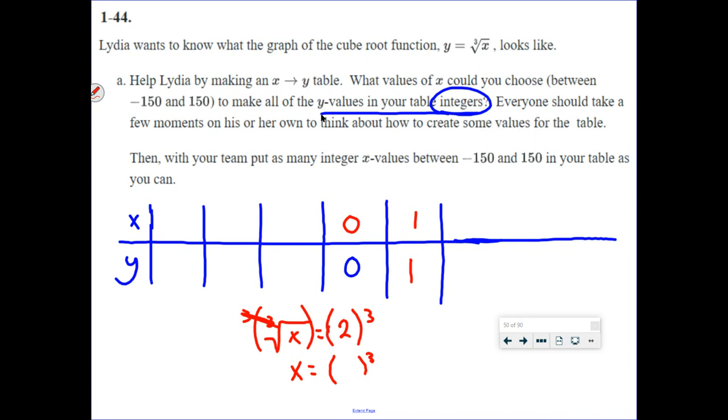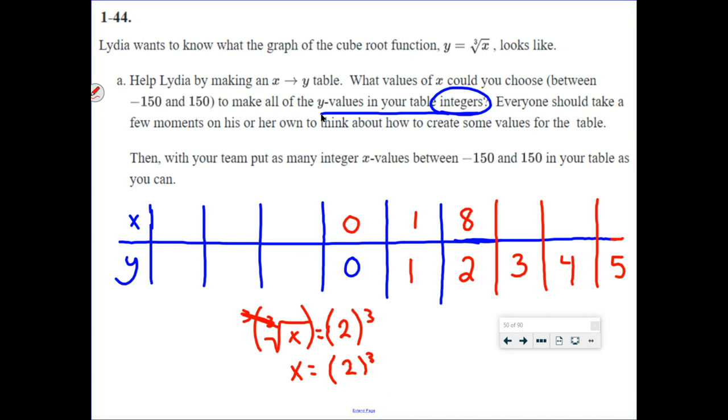Same thing. 2 cubed. What is 2 cubed? 2 cubed is 8. So when y is 2, x is 8. When y is 3, what is that value then? So in other words, what I'm doing is I'm actually finding values down here for x that I know are going to be whole numbers.